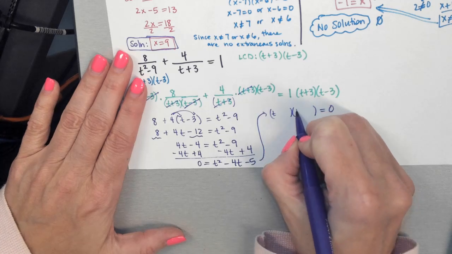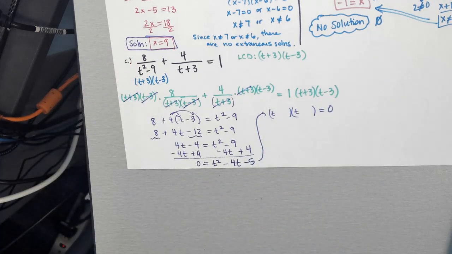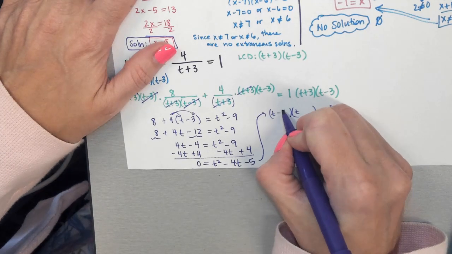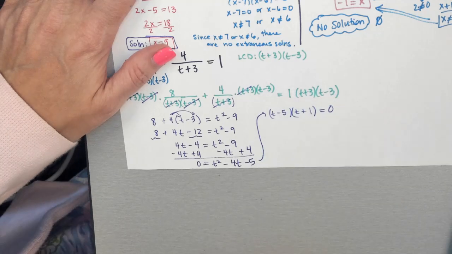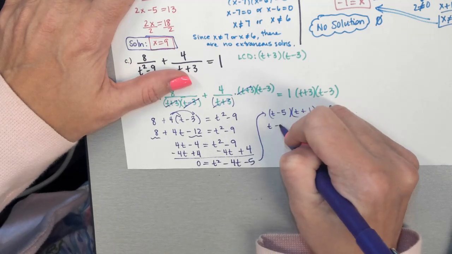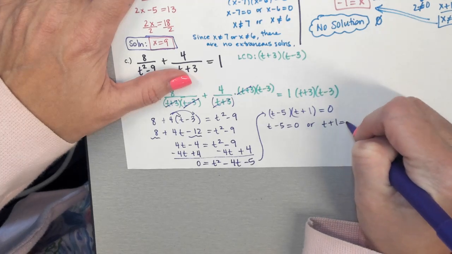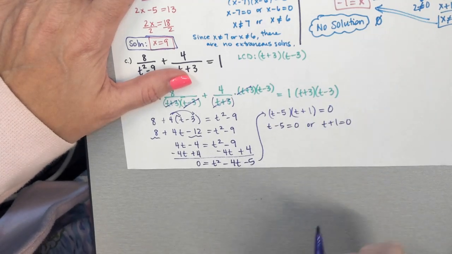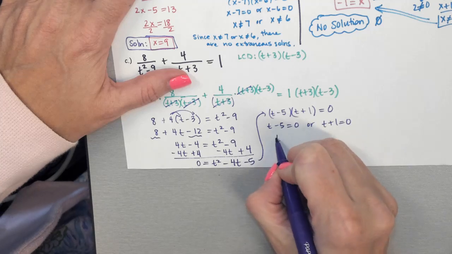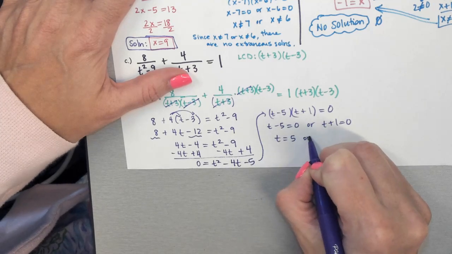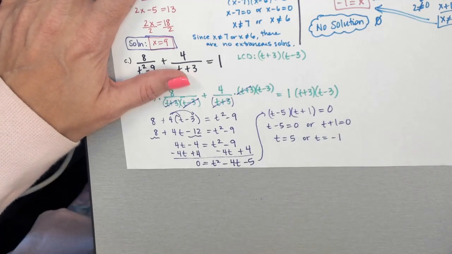So this is a pretty simple trinomial to factor because this is a prime number, right? Multiplies to negative 5, adds to negative 4. So we have negative 5, positive 1. So because they multiply to 0, we know either t minus 5 has to be 0 or t plus 1 has to be 0. So t is 5 or t is equal to negative 1.